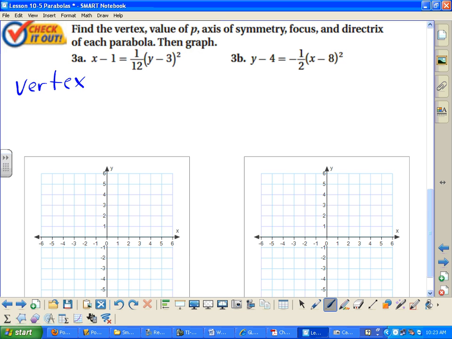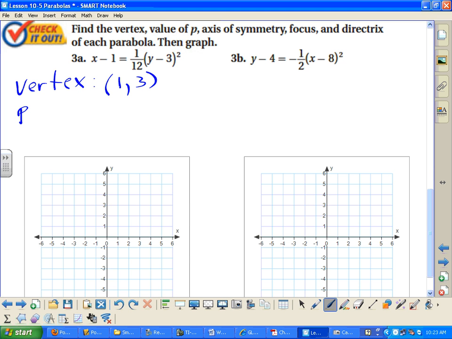Okay, the vertex is (h, k), right? H goes with X, okay? K goes with Y. A lot of people make that mistake on the quiz. Not as many as I thought, actually, but still quite a few. So (1, 3) is the vertex.